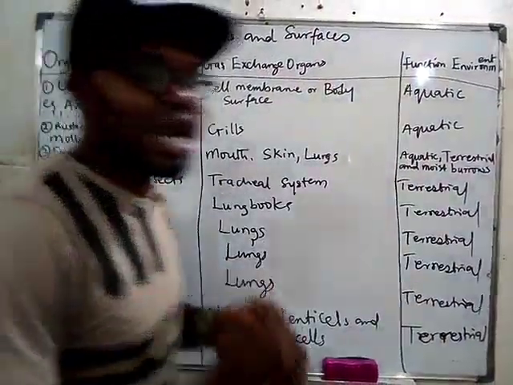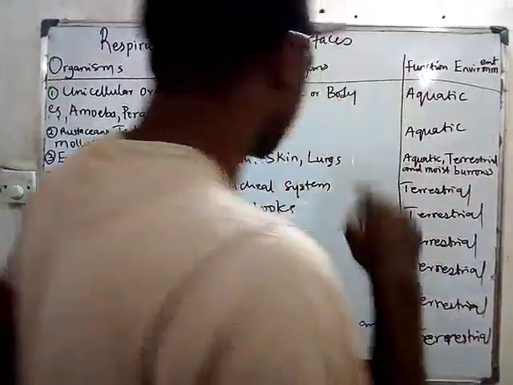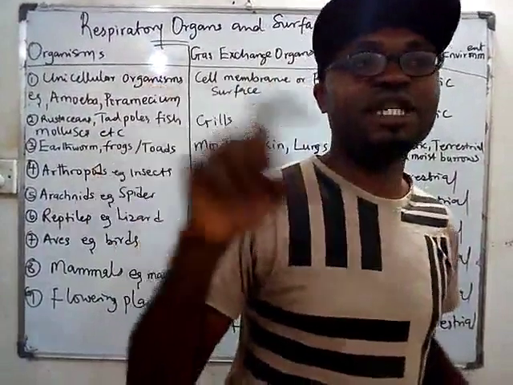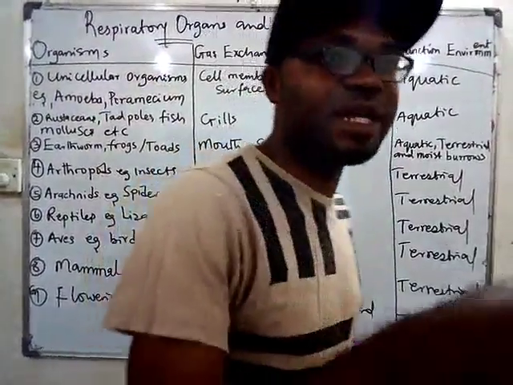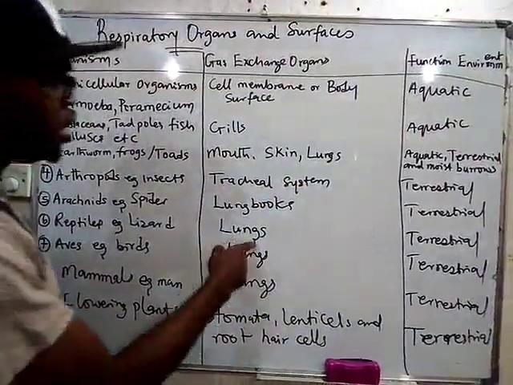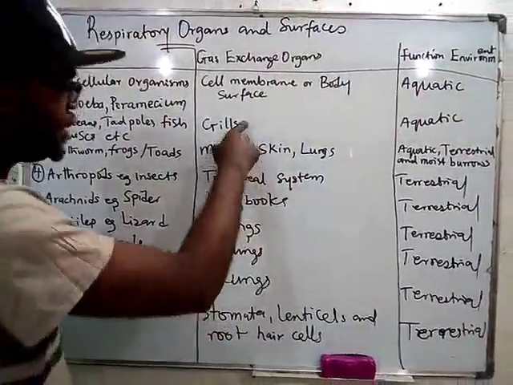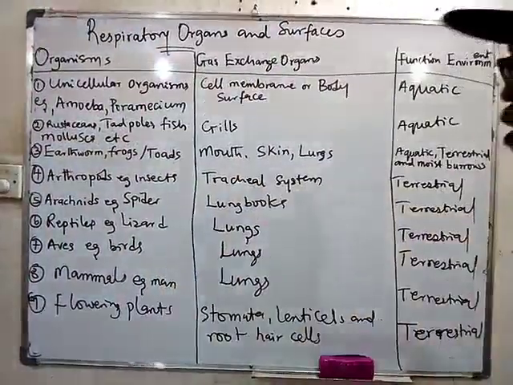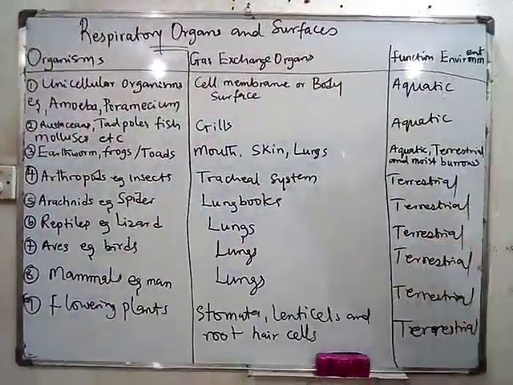This is what JAMB will ask you. They will ask you, which of the following respiratory organ or surface is used by arachnids or spiders? They are going to give you lungs, they will give you tracheal system, they will give you gills, and they will give you lungbook. What is the answer? Lungbook. That's what spiders use. You understand?